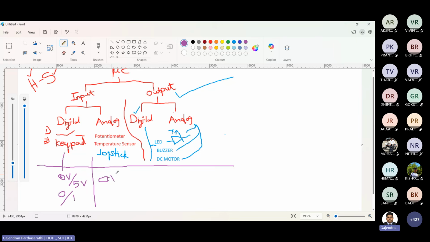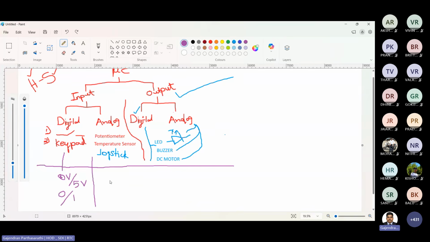Earlier 0 or 5 volt. Here 0 to 5 volt. Please take down. Wait a minute, my cursor is not working properly. Let me type and show you the value. 0 to 5 volt. Okay, that is the difference.